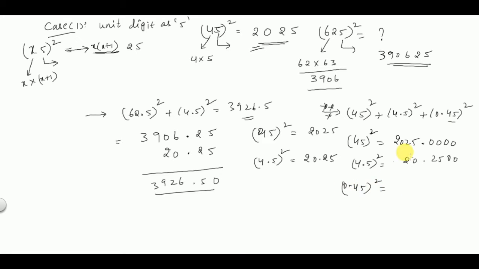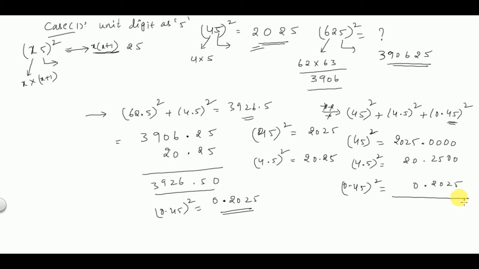So this 0.45 whole square consists of 2 numbers after the decimal point and multiplied by 2, so totally 4 numbers. So we have to keep a decimal point after 4 numbers from the right side. So this is 4 numbers, so this will be the decimal point. So the value will be 0.2025 for 0.45 whole square.